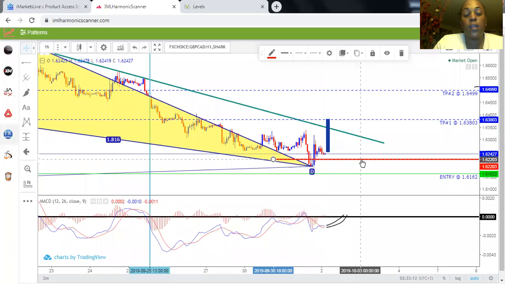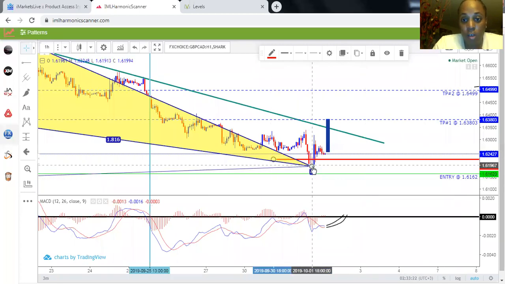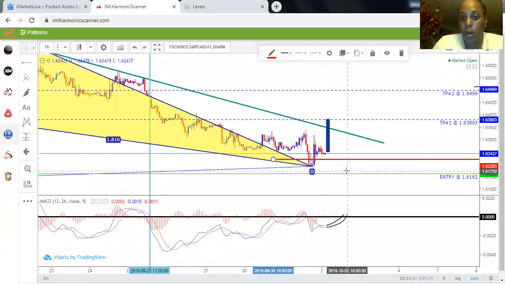If you want to be on the safe side as well and you don't understand the meaning of last lows, then you can use the entry here as your stop loss, because that is also a low, because you can see that this previous low is around the entry, right? So you can use here for your stop loss.